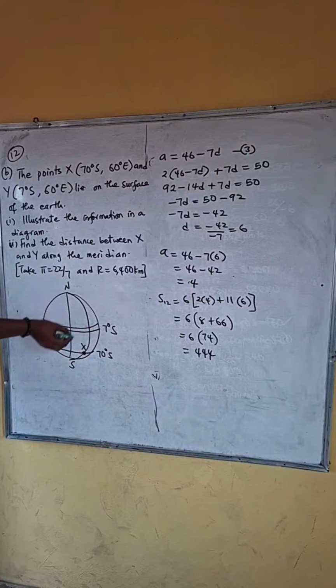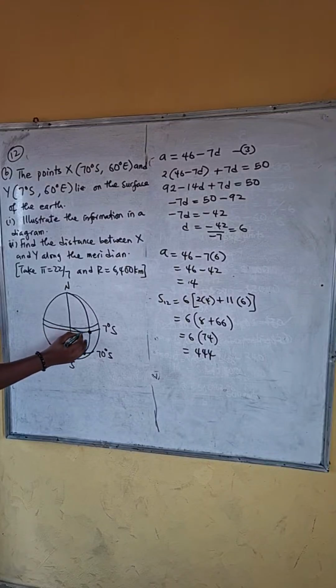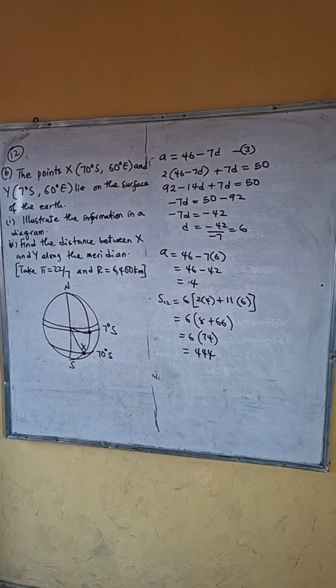And they're on the same longitude. Here. Okay? So you're supposed to draw something like this. That's what your diagram should look like. Do you understand this part? Can you draw your diagrams? So this is what it should look like here.